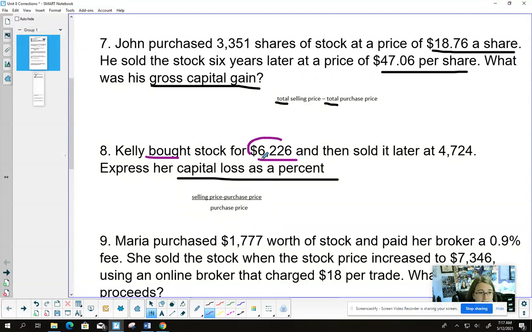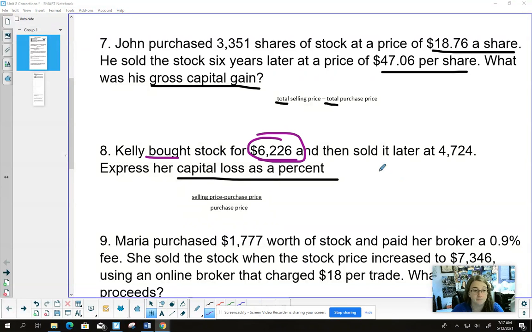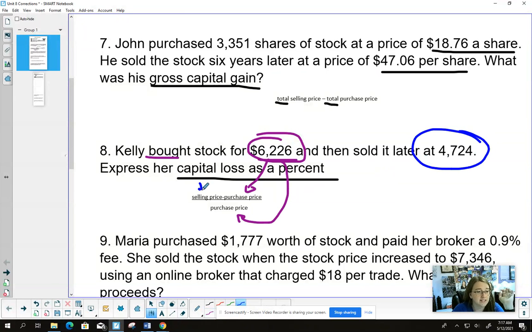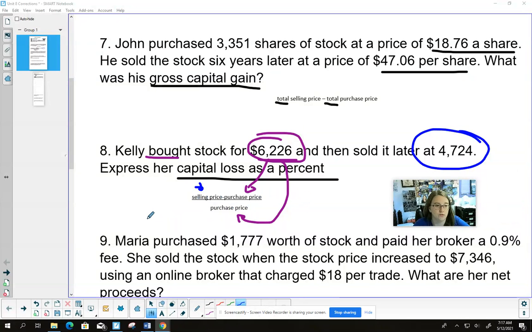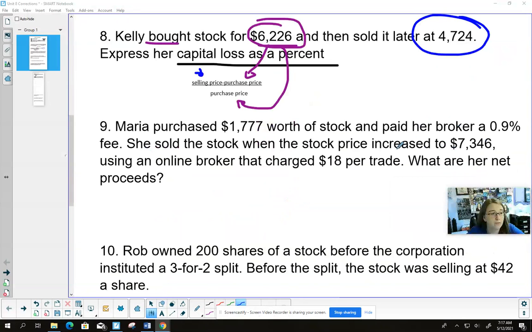Bought stock, that first number, whatever your first number is, again, it's going to be different than mine, but that first number is the purchase price. Sold it later, that's the selling price. So you should have gotten a negative answer here because it does tell us this is a capital loss. She's losing money. And again, you may have just jumbled up where things get plugged in if you did use that formula.